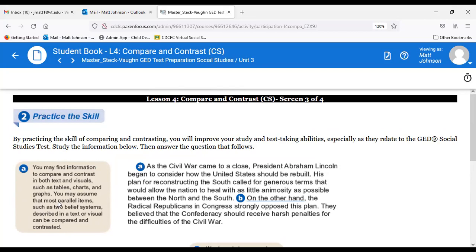As the Civil War came to a close, President Abraham Lincoln began to consider how the United States should be rebuilt. His plan for reconstructing the South called for generous terms that would allow the nation to heal with as little animosity as possible between the North and the South. On the other hand, the radical Republicans in Congress strongly opposed his plan. They believed that the Confederacy should receive harsh penalties for the difficulties of the Civil War.